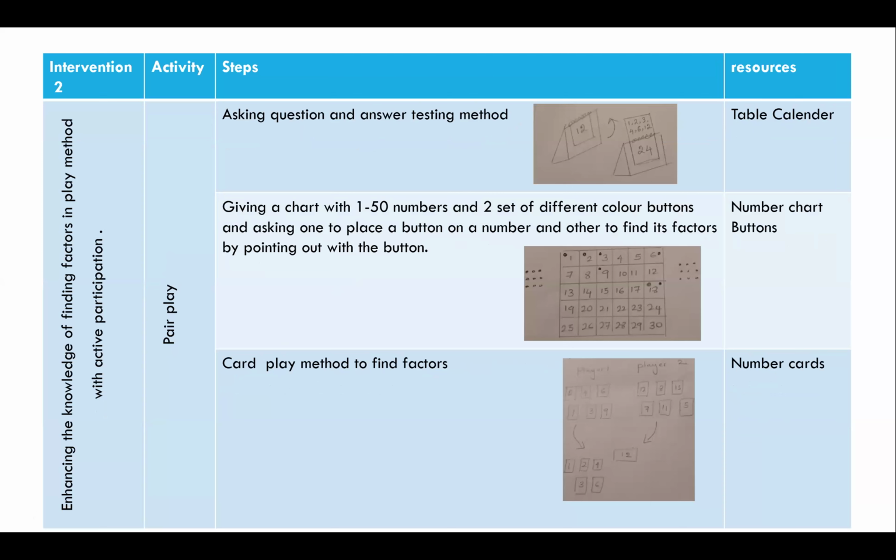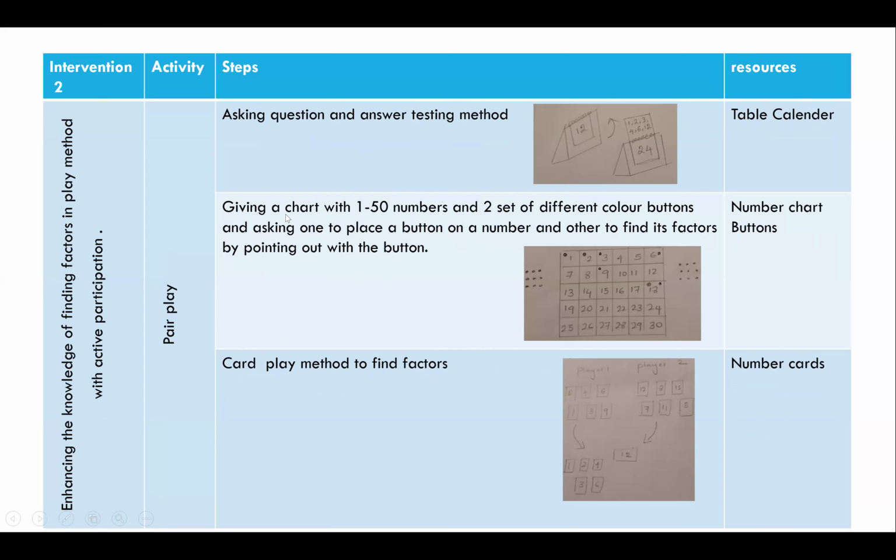So the second intervention is pair play. For this, a question and answer testing method, like this, the table calendar, and in one place writing the question, and the one will ask, the other has to say the factors for that. It will be on the backside of the calendar.